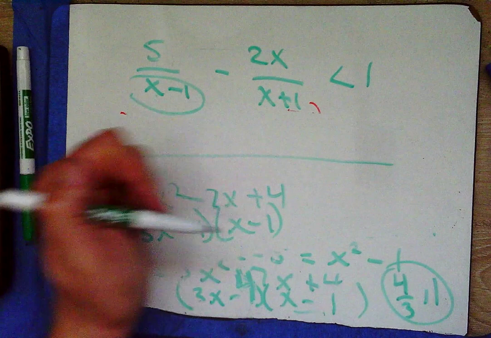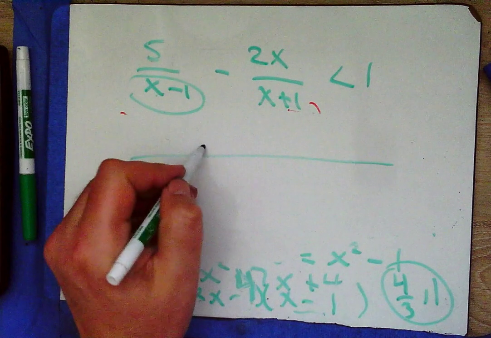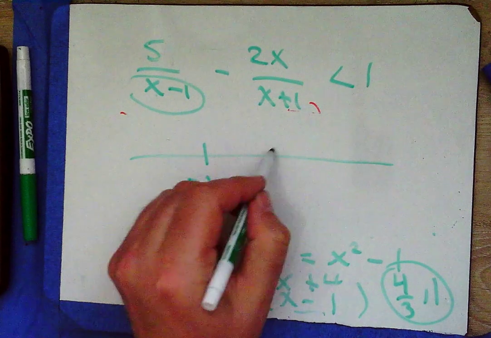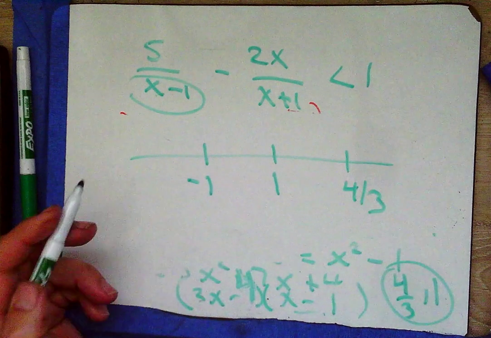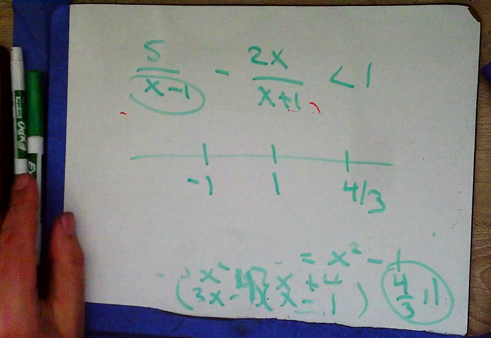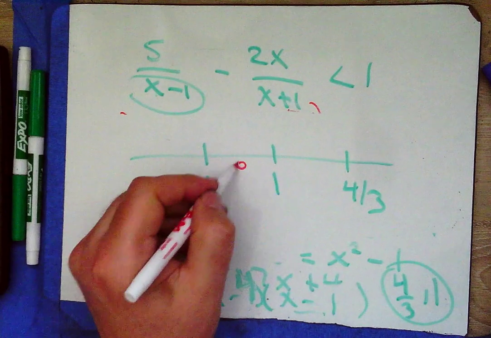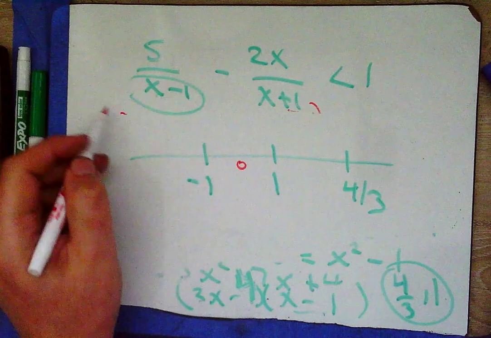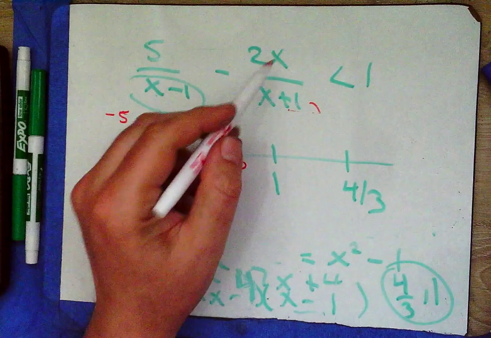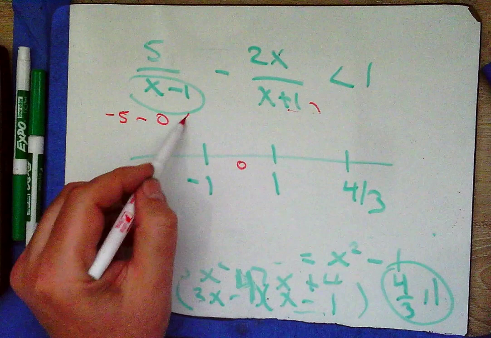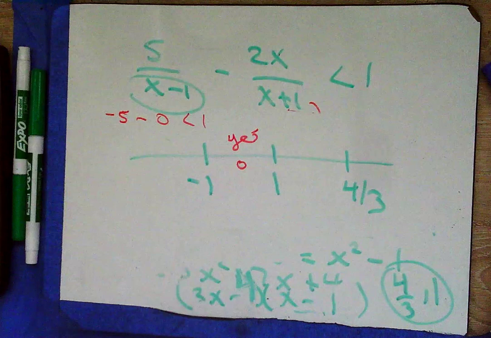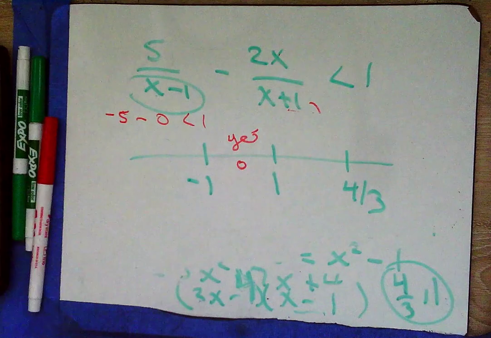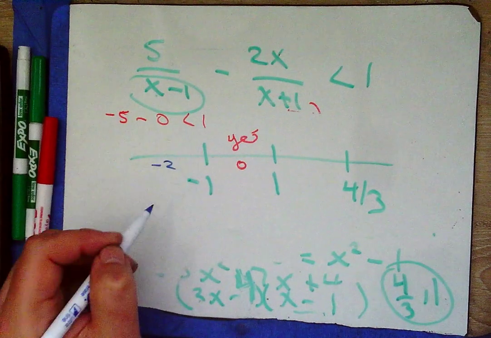Yeah, that works. Okay, so critical numbers are at negative 1, 1, and 4/3. Let's test in our original inequality. How about a 0? So I have negative 5 minus 0. Is that less than 1? Yes. And what if I try something smaller than negative 1, like negative 2?